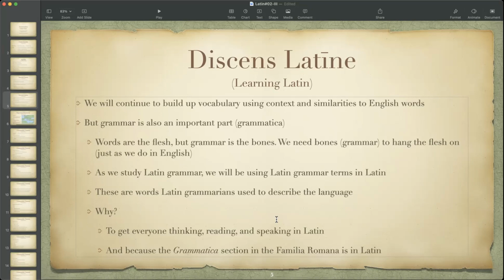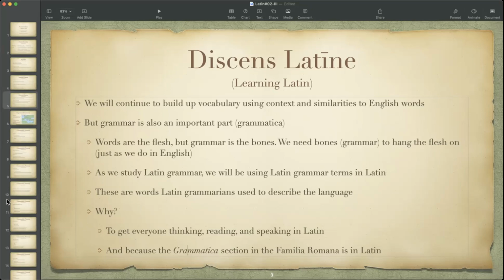Now, I will explain these, okay? Don't panic. There are places in the Familia Romana where context and similarity to English words will be difficult. Eventually we're going to get a dictionary and a number of other things, but that's in the future. So anyway, I'm going to use those terms, because the Grammatica section of the Familia Romana is in Latin.